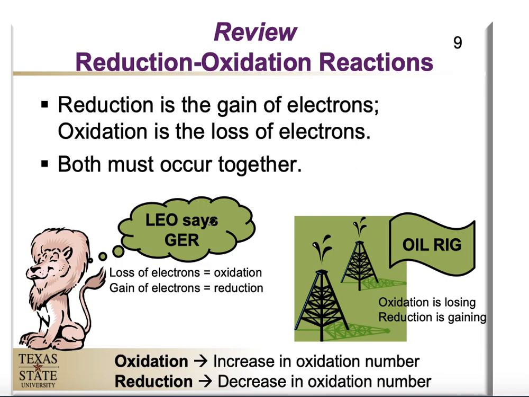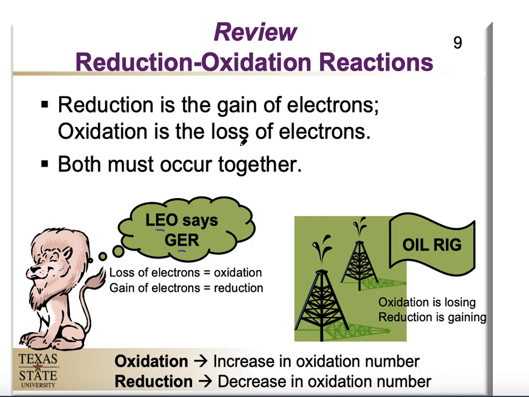And you might have learned oxidation and reduction by either of these 2 sayings. This one says LEO says GER, or loss of electrons is oxidation, gain of electrons is reduction. This is my favorite one because it reminds you that what you're losing and what you're gaining is electrons. On the other hand, this one, OIL RIG, tells you that oxidation is losing and reduction is gaining. And the only problem with this one is that it doesn't remind you what it is that you're losing or gaining.